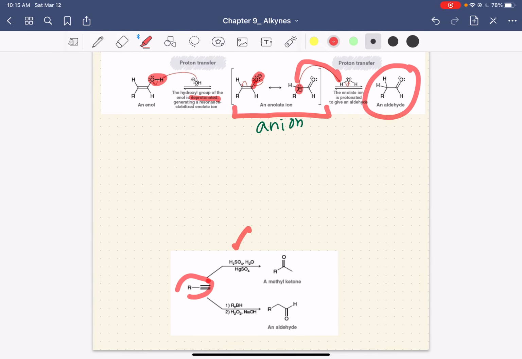All right, so just to help you identify the difference, you start with an alkyne. You treat it with acid-catalyzed reagents, you're going to get a ketone. You treat it with base-catalyzed reagents, you're going to get an aldehyde.